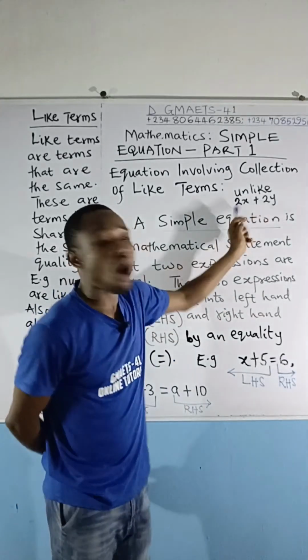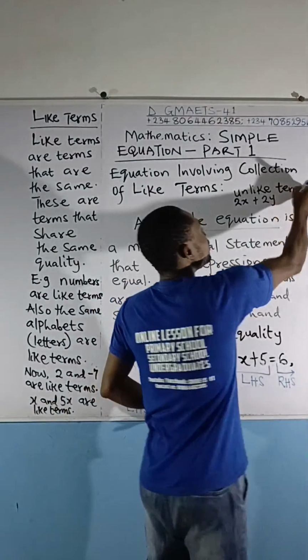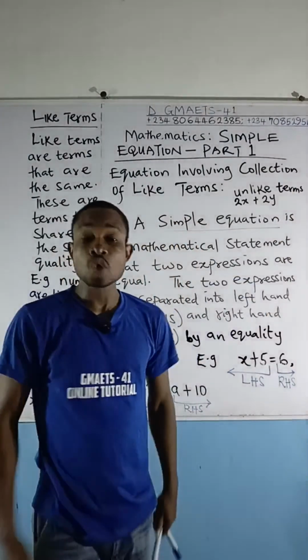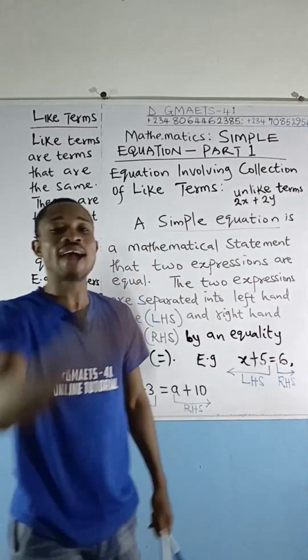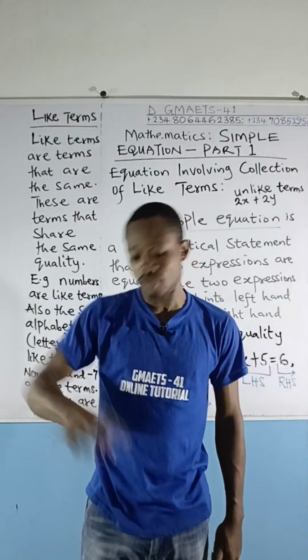Because these are unlike terms. They are not like terms. So you can't add them and you can't subtract them. But for like terms, you can add, you can subtract.